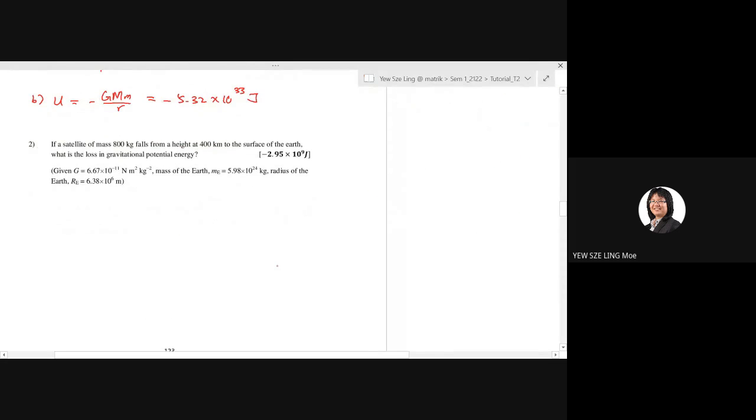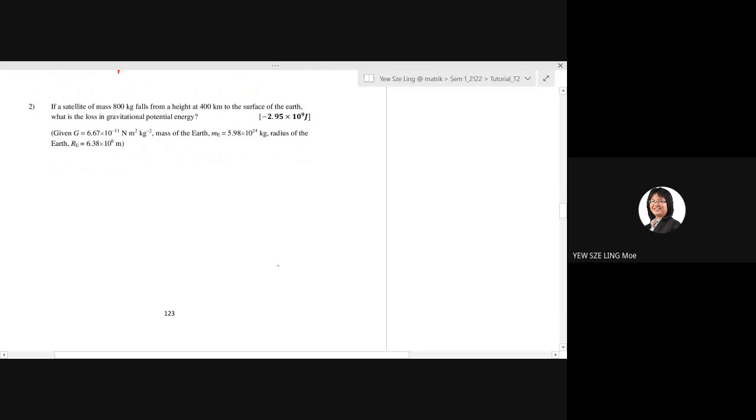Question number 2. If a satellite of mass 800 kg falls from a height of 400 km to the surface of the Earth, what is the loss in gravitational potential energy? Now, it wants you to calculate the change in potential energy. You are given the satellite moving at 2 different positions inside the field of the Earth.